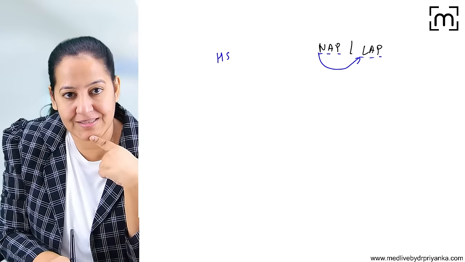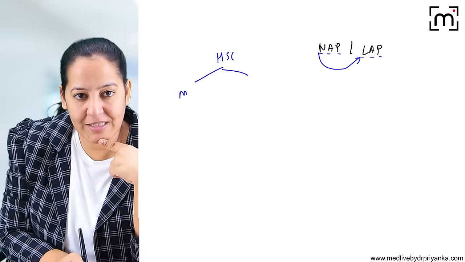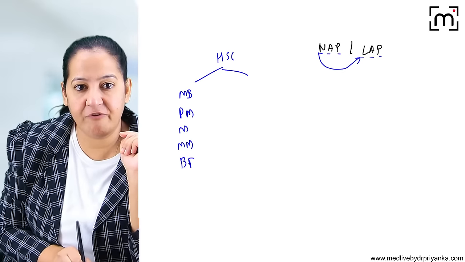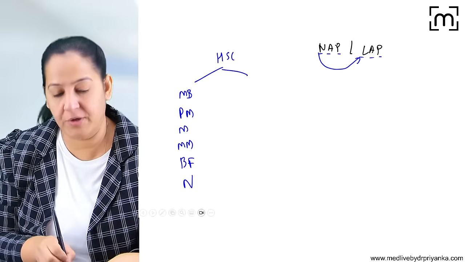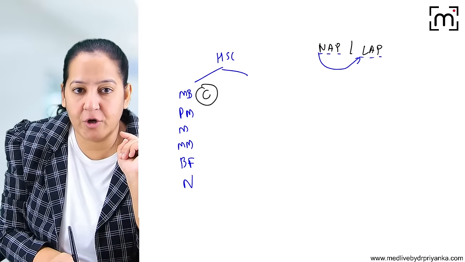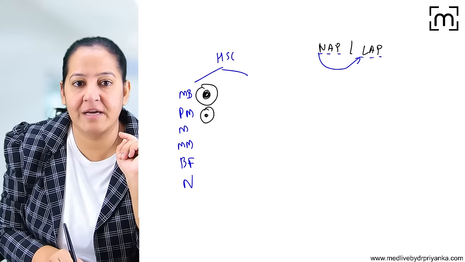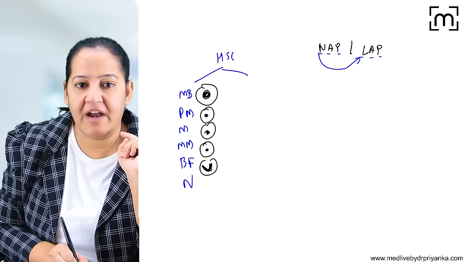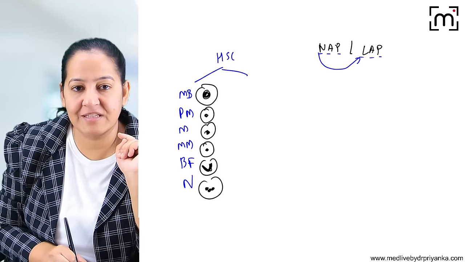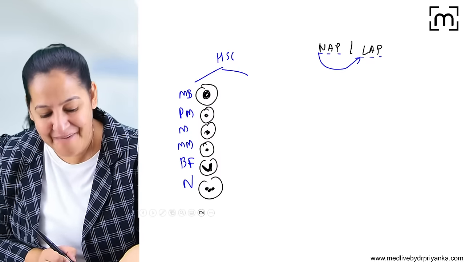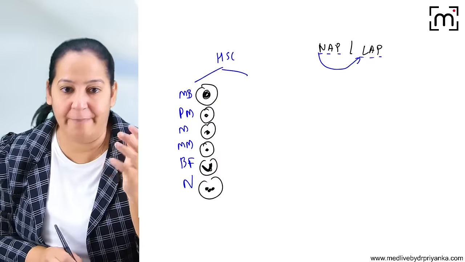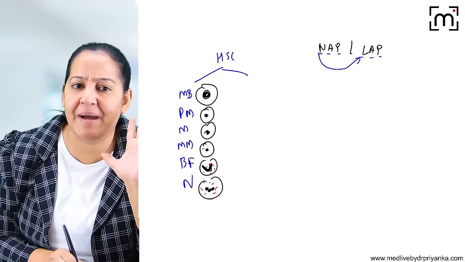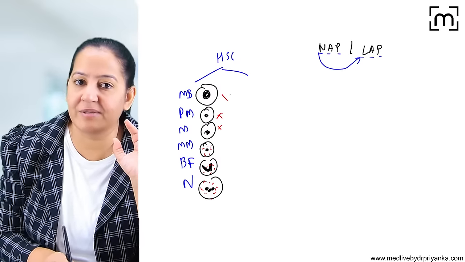We have the hematopoietic stem cell. It gives rise to myeloblast, promyelocyte, myelocyte, metamyelocyte, band form, and finally neutrophil. Let me draw these cells to explain. This is a myeloblast. This is a promyelocyte, then myelocyte, then metamyelocyte. Band form is C-shaped, and finally neutrophil is multilobed like this. Now let me draw the granules inside them. I'm interested in granules basically to explain the NAP score. Maximum granules are present in the neutrophil, a little bit in the band form, very little in the metamyelocyte, and hardly any granules here.